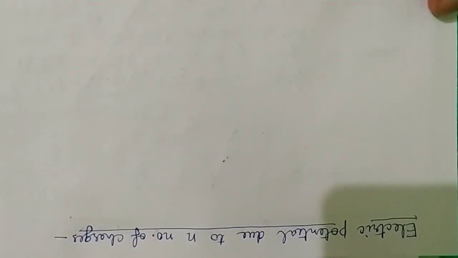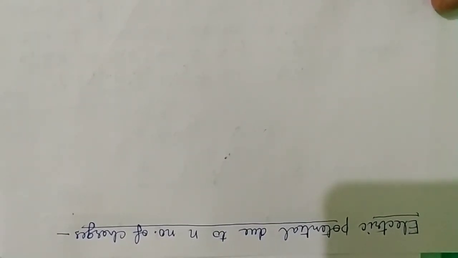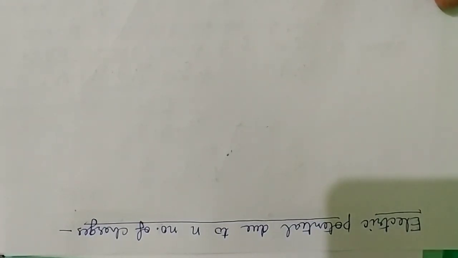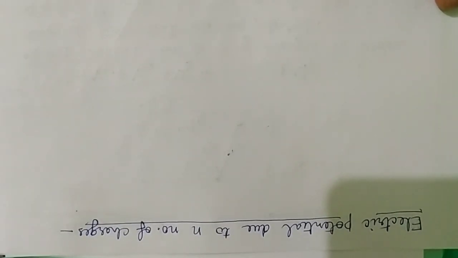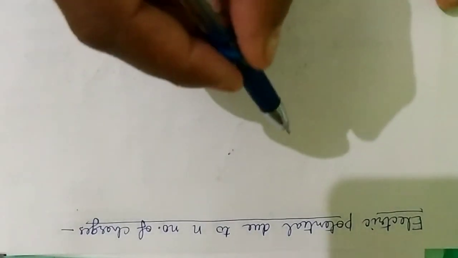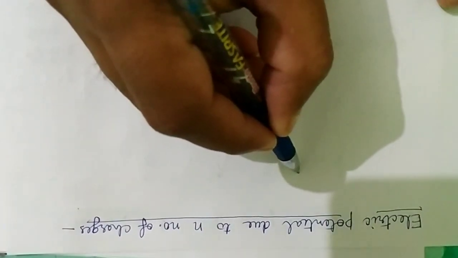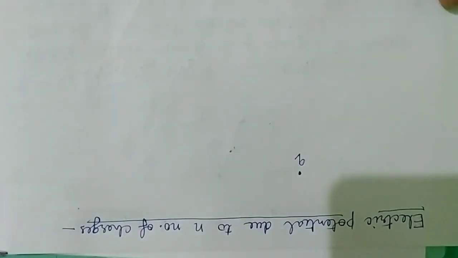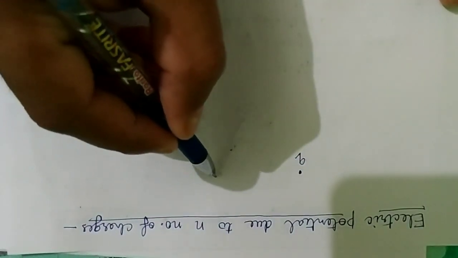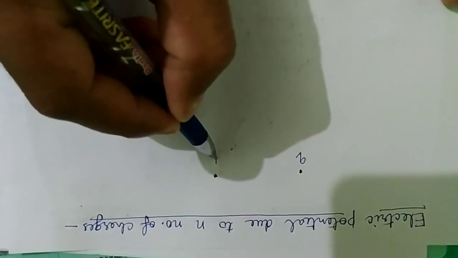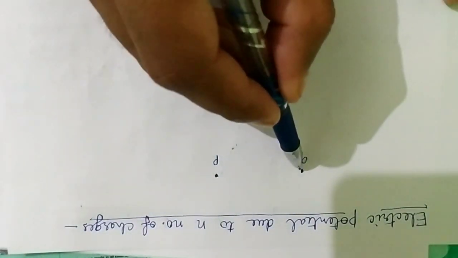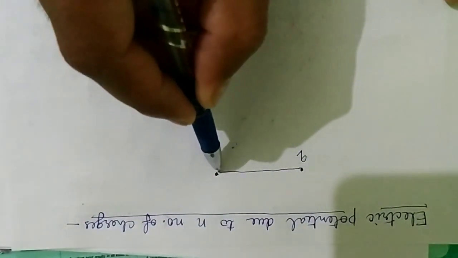In this video, we will discuss electric potential due to n number of charges. Now, we already know about the electric potential due to a single charge. Let this be a single charge Q, and I want to calculate the electric potential at this point P, which is at a distance of R.